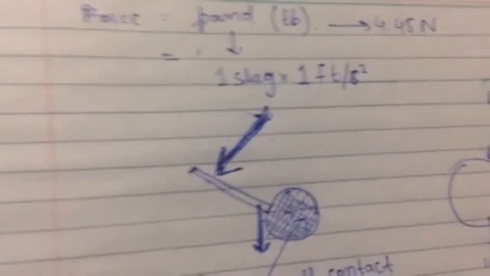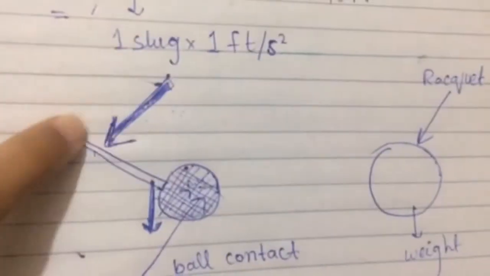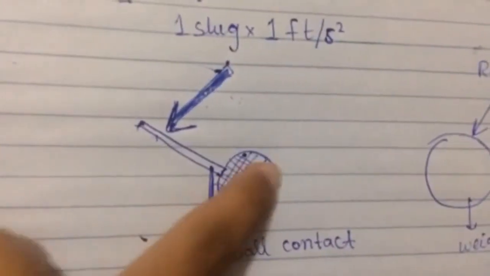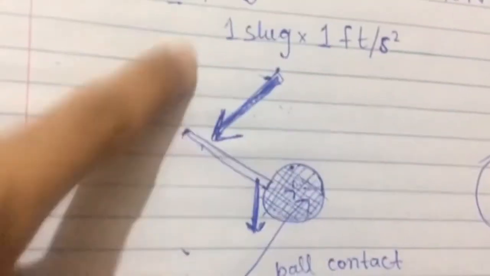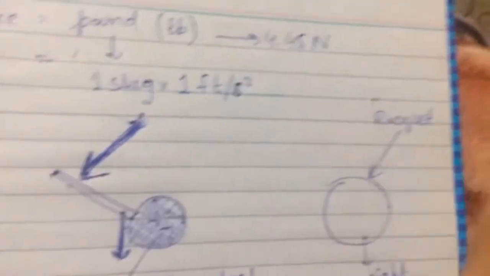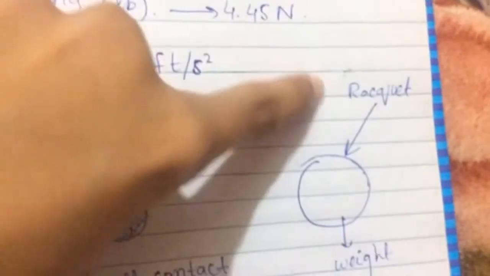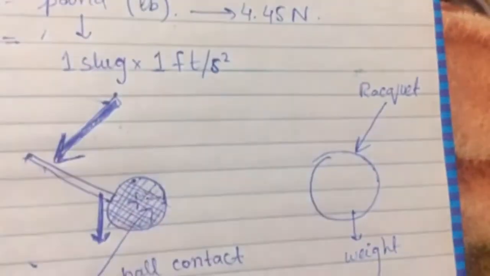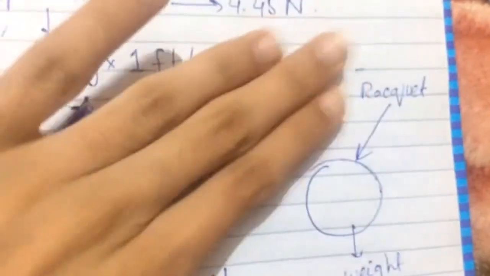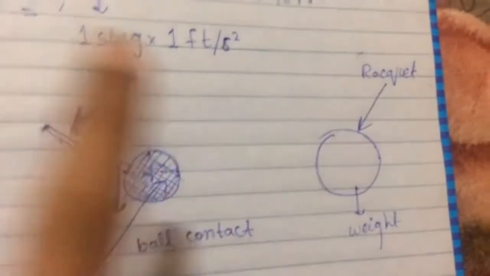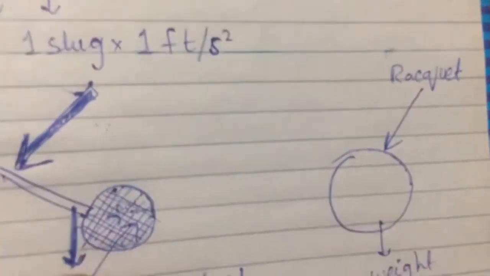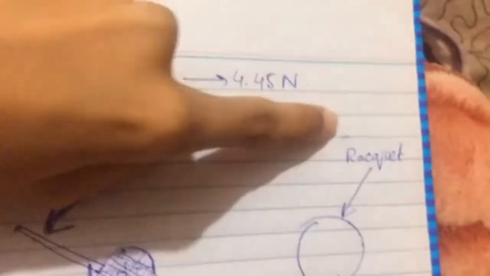In this, the racket applies the force on the ball, because the ball is our body of interest. That's why we can form a vector. We can consider the racket as a vector, a force acting on the ball. So basically this is the detail, the very detail about both examples.